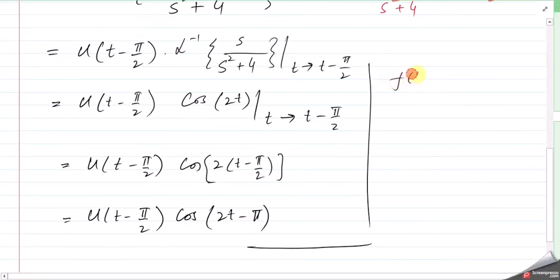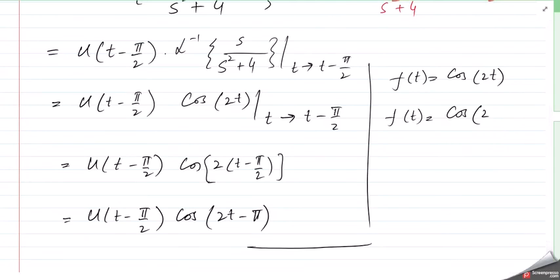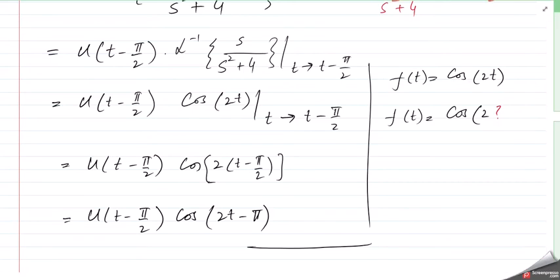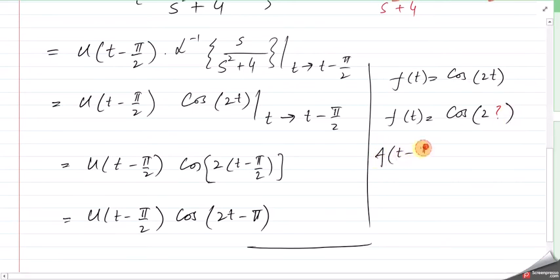So again, let's just see the details. Cos 2t, so we treat it as cos of 2 times and then something here, t. This t is going to change when we take f of t minus pi by 2. So this becomes cos of 2 times, here it's t minus pi by 2.